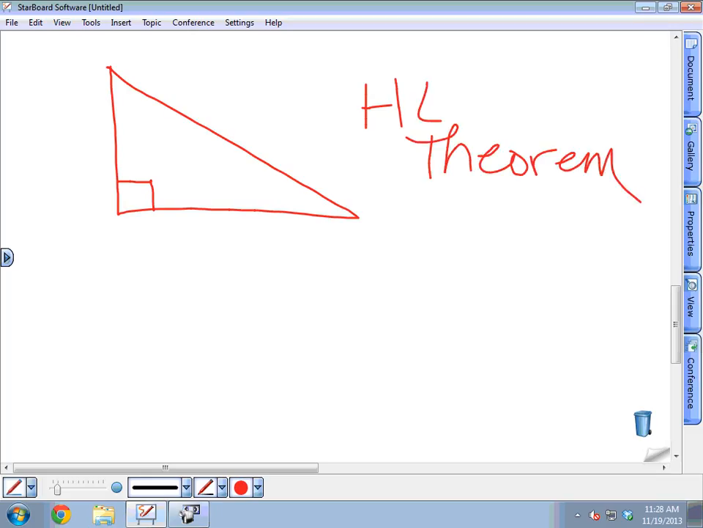To have the HL theorem, what kind of triangle do I have to have? A right triangle. You have to have a right angle. Okay?